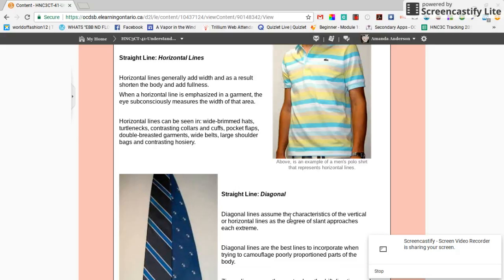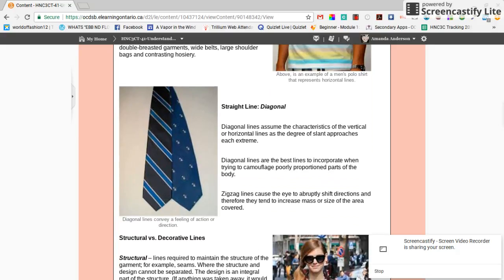Diagonal lines, they kind of help camouflage things because they're not vertical and they're not horizontal. So zigzag lines cause the eye to move all around rather than looking in one particular area. So they can make someone seem smaller if it's on a shirt, or it could distract. So diagonal lines generally aren't used in a whole garment, they're used as an accent.